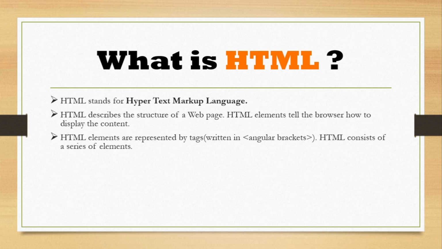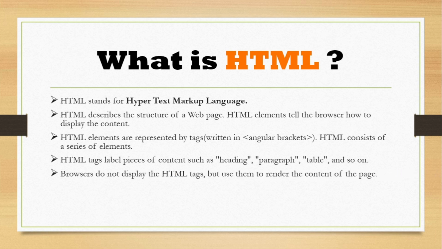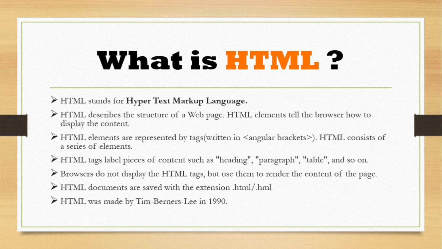HTML consists of a series of elements. HTML tags label pieces of content such as heading, paragraph, table, and so on. Browsers do not display the HTML tags but use them to render the content of the page. Actually, the browser does not show the tags but uses them like instructions for the web page. HTML documents are saved with the extension .htm or .html. HTML was made by Tim Berners-Lee in 1990.